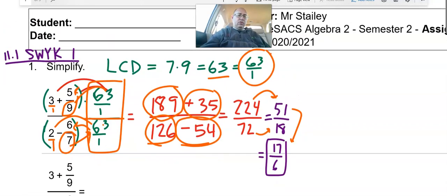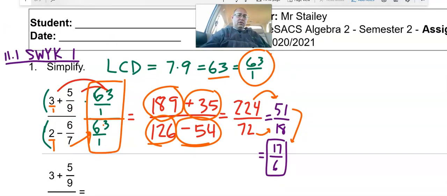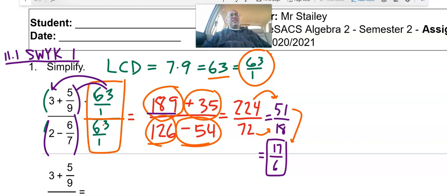Let's get rid of some of this so you can see why I'm doing what I'm doing. We have got 63 as the common denominator. 7 and 9 don't share anything in common, so you got to multiply them together. And when you do that, 63 times 3 gives me 189. 63 times 5/9. Now, before you go grabbing a calculator, just think about this. 9 goes into 63 7 times. And 7 times 5 is 35. So I didn't even need a calculator for that.